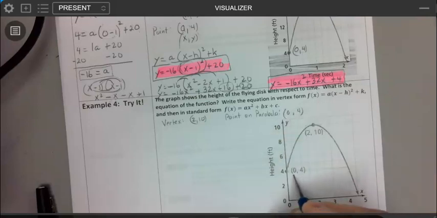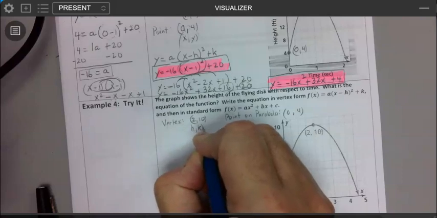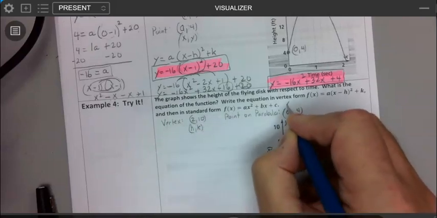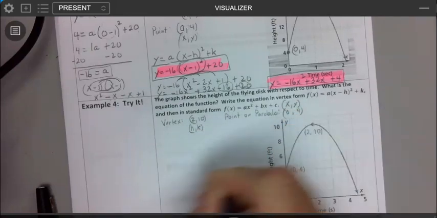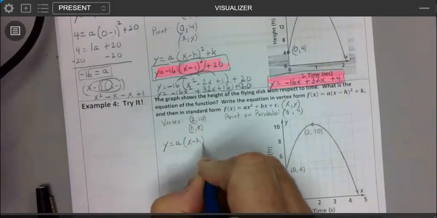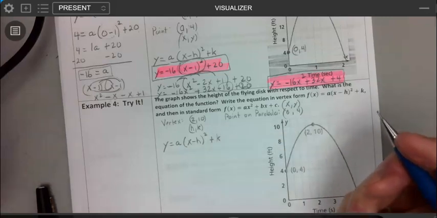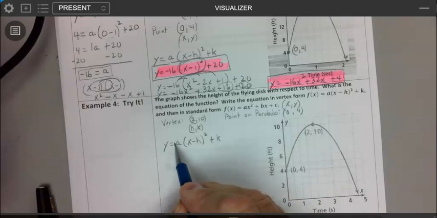Zero, 4 right there. So remember, vertex is h and k, and the parabola point is x, y. So I'm going to plug it into vertex form. Put it in vertex form first. Some places call it translation form. So we're trying to find a again.